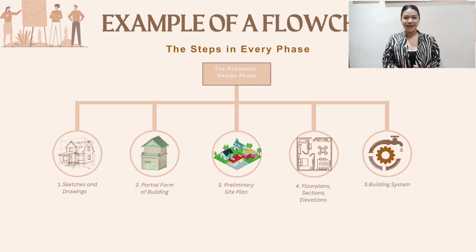The schematic design phase. In this next phase, the architectural design team begins to translate the client's wishes into a building design concept. This may involve sketches, drawings, 3D renderings, and preliminary site plans, floor plans, and building elevations. Any building system such as HVAC and plumbing also belong in the schematic designs.